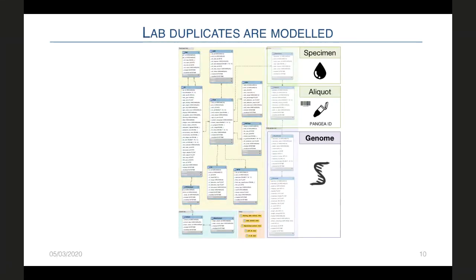And then we go into the genome. So we go into tables. You can see there's actually multiple tables here. But essentially, this is the genome sequence that will then be generated from this aliquot.